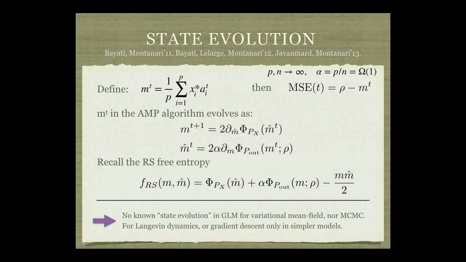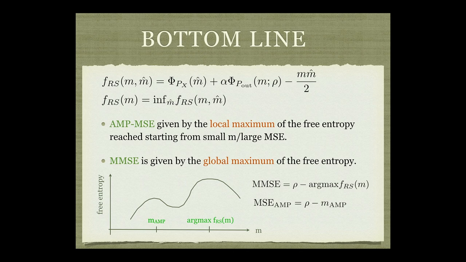They are both actually somehow the same thing. And this is somehow summarizing this bottom line. So we have this one function, the free energy. And the statement is that the Bayes-optimal performance is given by the global maximum of that function, whereas the performance of the algorithm is given by the local maximum, that is the closest one to bad correlation, to m equals zero. So that's somehow the result of that theory, okay?